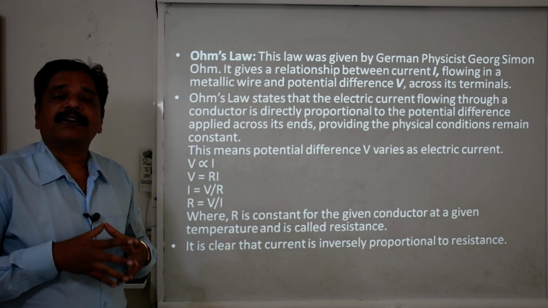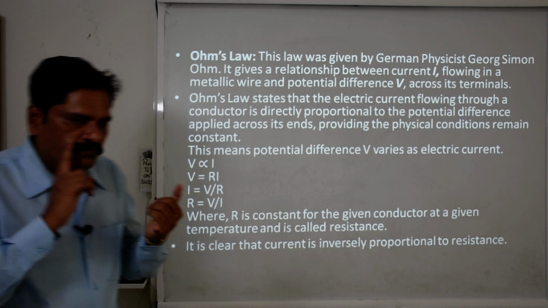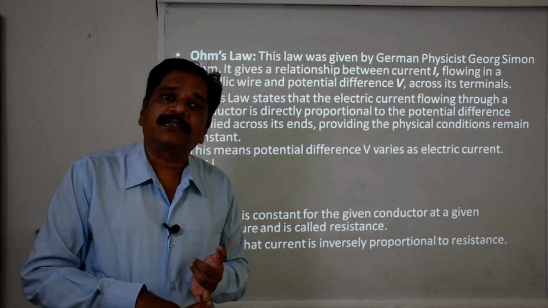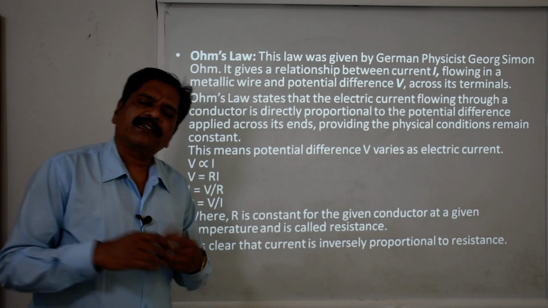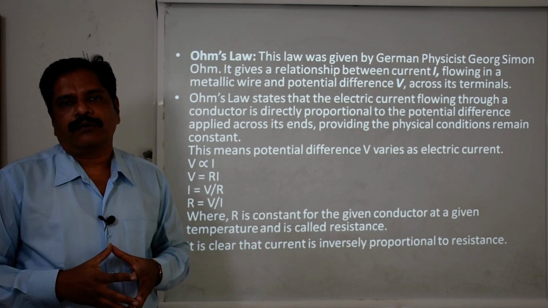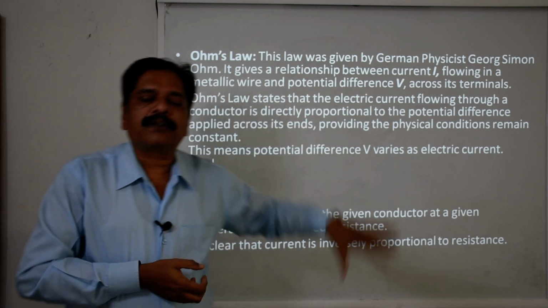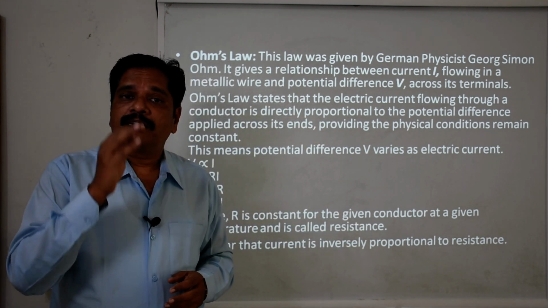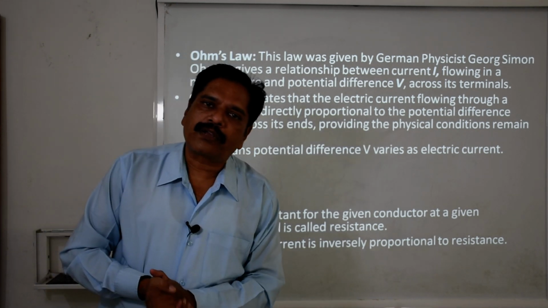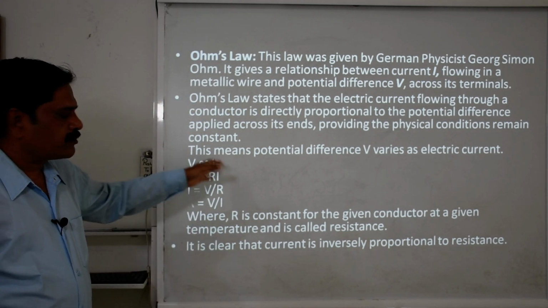Remember, one thing is quite compulsory: the physical condition of the circuit should remain constant. That means the temperature, and the length of the conductor. So R is the constant, and as I told you, it is compulsory for Ohm's law that the physical condition is stable. If the physical condition remains constant, only then this law can be applied, that is V is directly proportional to I, or V is equal to IR.